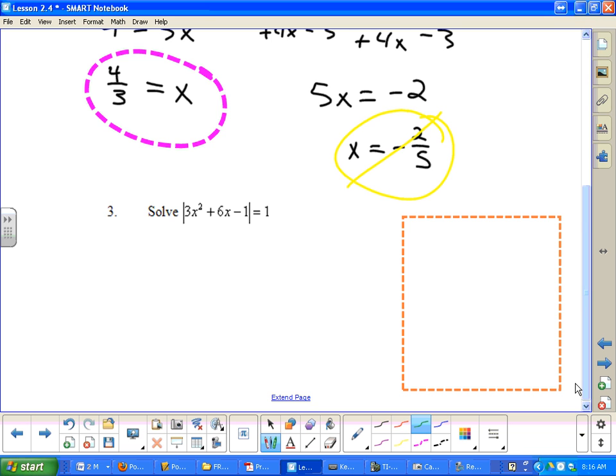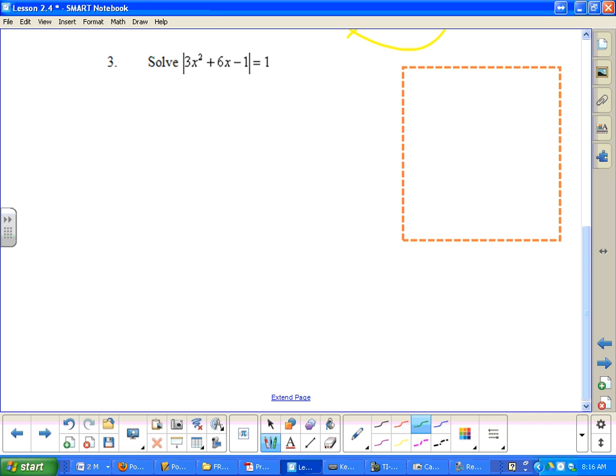This one's got a quadratic. So 3x squared plus 6x minus 1 could equal 1, or 3x squared plus 6x minus 1 equals negative 1. So we have a quadratic.